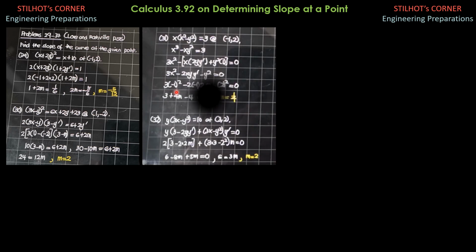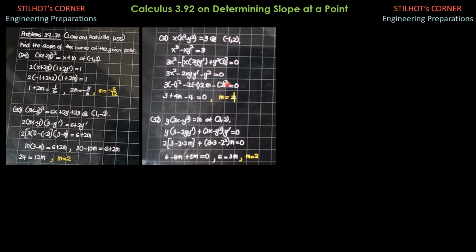Problem 31. We have x(x² - y²) = 3 at the point (-1, 2). At first I distribute, so we have x³ - xy² = 3. The derivative of x³ is 3x². Then minus, this is a product: first x, derivative of y² is 2y y', plus second y², derivative of x is 1, equals the derivative of 3, which is 0. So simplifying, we have 3x² - 2xy y' - y² = 0.